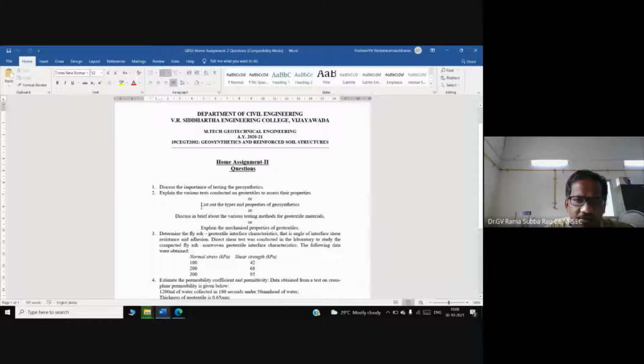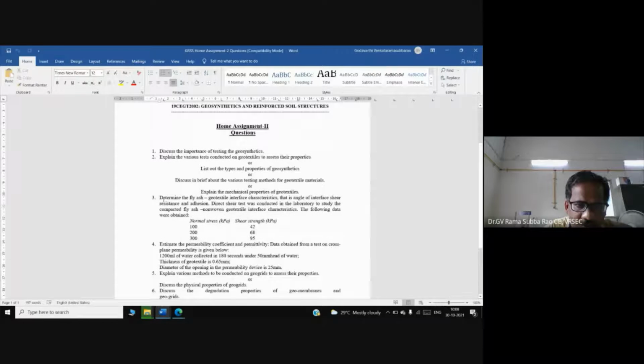Many of the students are asking one question. It appeared in our home assignment too. So this question, you can see the third question. Many of the students are asking about the solution to this problem. So now I'm going to explain the solution to this problem.